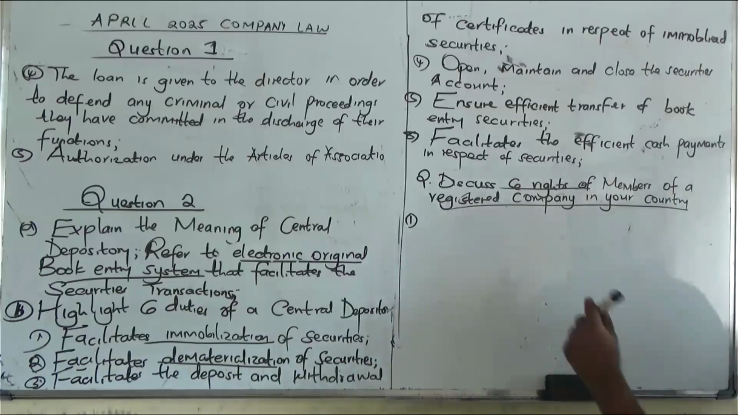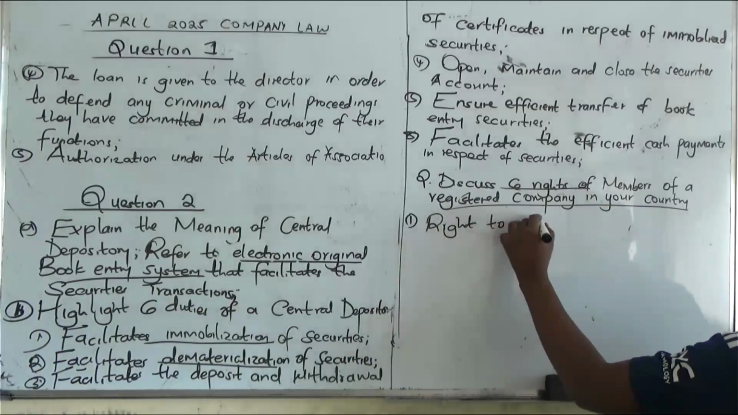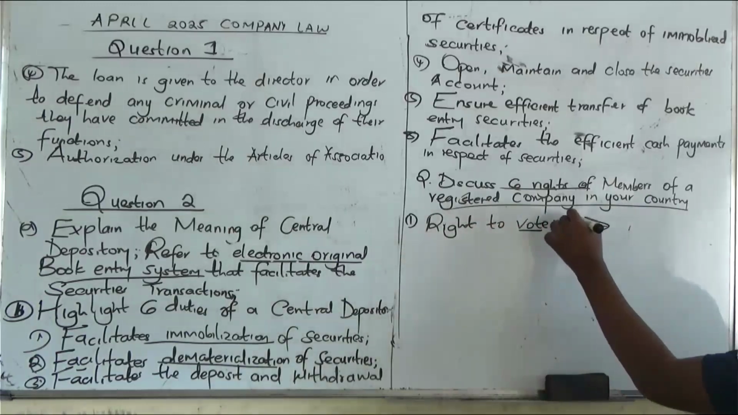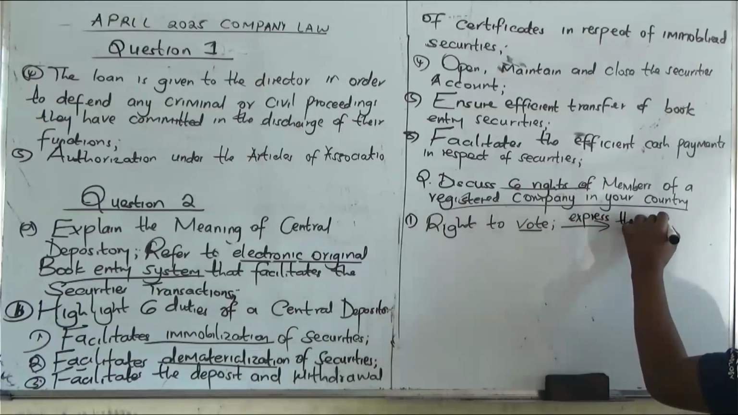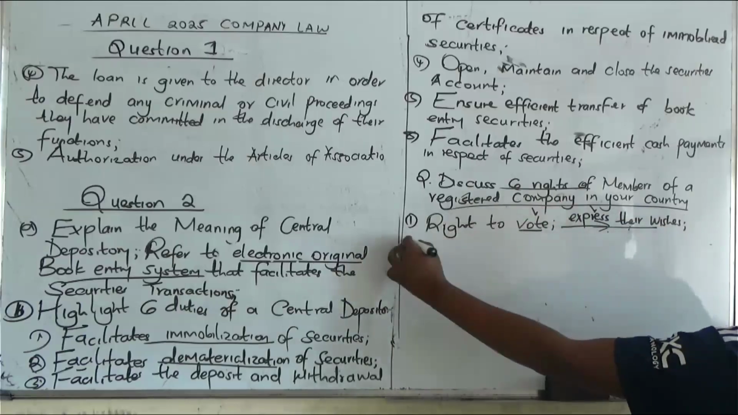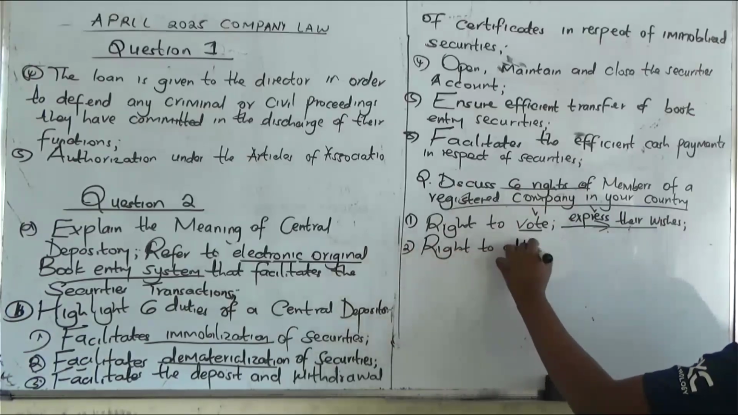The right to vote. What is the meaning of voting? Expressing. So in your explanation, they have the right to express their wishes. You see, that is what we'll be explaining. Tick, tick. The right to attend company meetings.